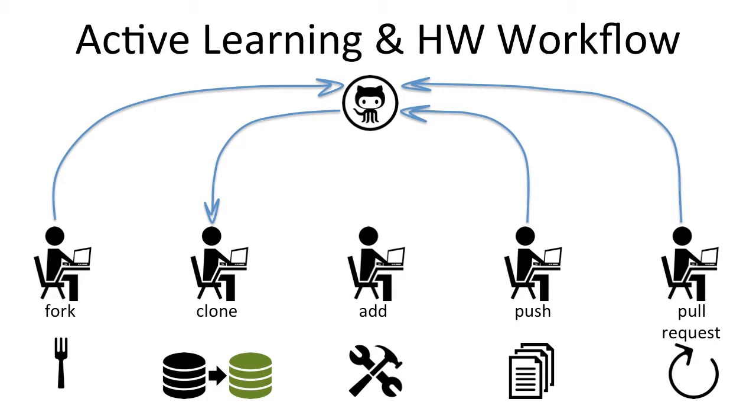To submit active learning and homework assignments in this class, you will need to do the following GitHub cycle. You will start off by forking the repository. You would then clone that repository to your local work environment. You would make your additions, push your changes back up, and then make a pull request. I'm going to go ahead and show you slides on this, and then we will do an example.